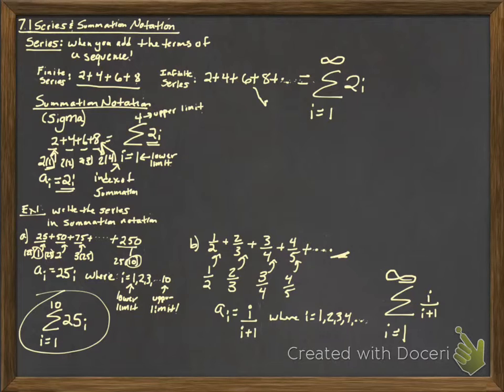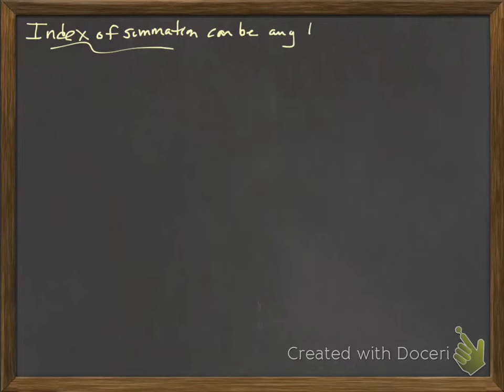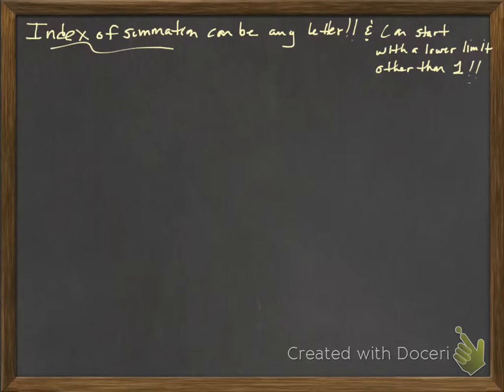The second example that I would like you guys to be able to hopefully follow and do well with is adding together some of these series. The first thing to note is the index of summation can be any letter. It doesn't have to be I all the time, and it also can start with a lower limit other than a 1. So you don't have to start with 1 and then go up to some upper limit. It can start with something else.